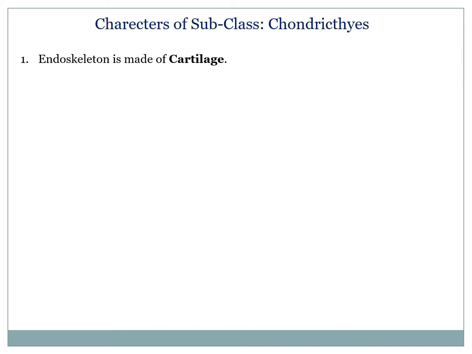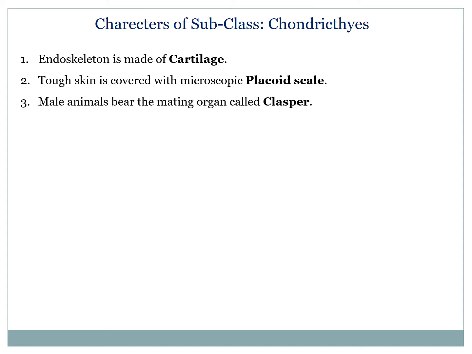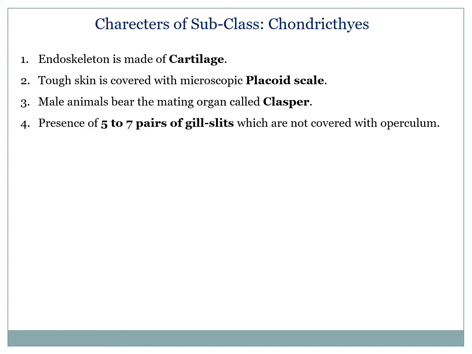Their endoskeleton is made up of cartilage, which is not so hard like the bone. Their body remains covered with microscopic placoid type of scales. The male animals have a special type of mating organ called clasper, which is used to hold the female during reproduction. They have 5 to 7 pairs of gills which don't remain covered with operculum. The cartilaginous fishes lack swim bladder like the bony fishes.